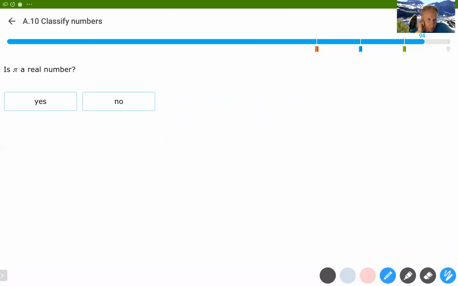Is pi a real number? Yes, it is. Real numbers are pretty much everything you've ever heard of. The only ones that are not real numbers are the lateral or imaginary numbers, like the square root of -4, because there's no real number that if you multiply it times itself, gives you a negative. This happens to be 2i, and that's called an imaginary or complex number. Pi is a real number. Yes, it is.